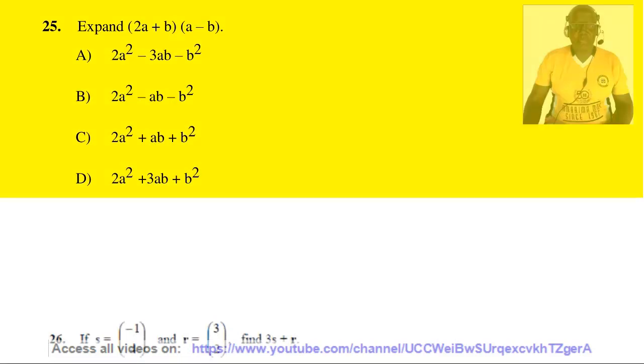C. (-2, 1). D. (2, -1). Question 25. Expand (2a plus b) multiplied by (a minus b). Possible answers. A. 2a squared minus 3ab minus b squared. B. 2a squared minus ab minus b squared. C. 2a squared plus ab plus b squared. D. 2a squared plus 3ab plus b squared.